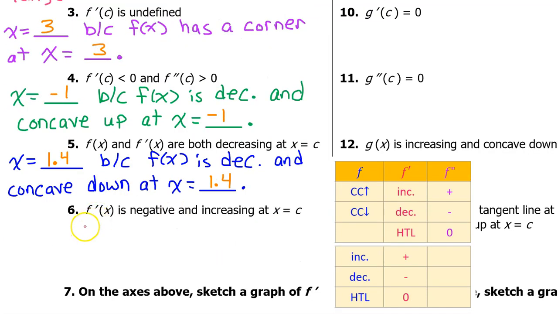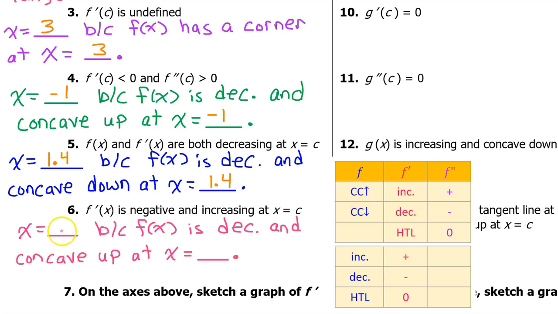Number 6. Find a value of c where f prime of x is negative and increasing. F prime will be negative when f is decreasing. So x equals blank because f of x is decreasing. F prime will be increasing when f is concave up. So x equals blank because f of x is decreasing and concave up at x equals blank.